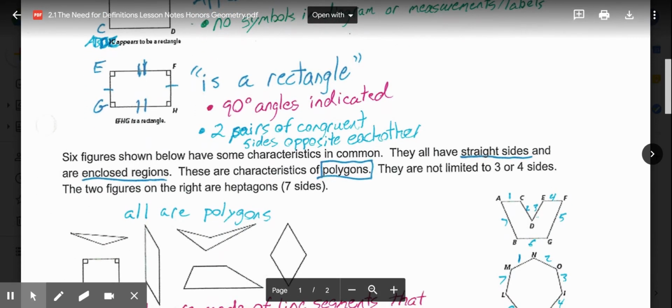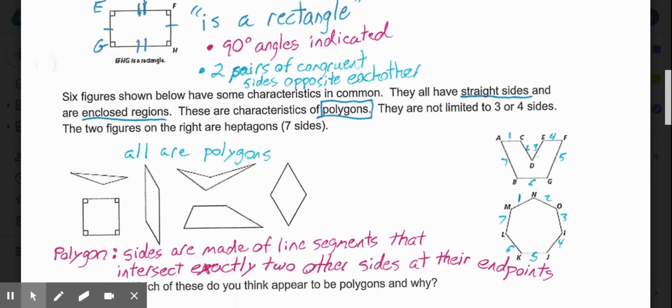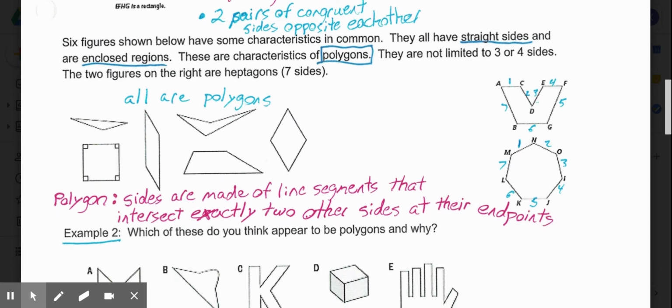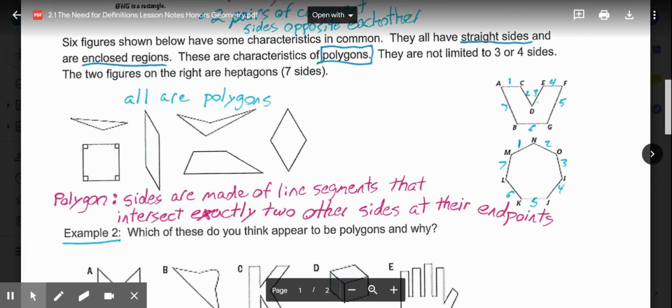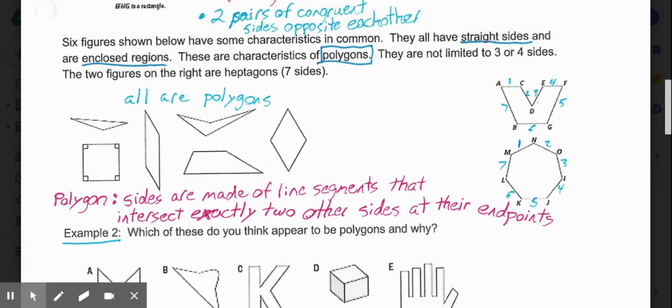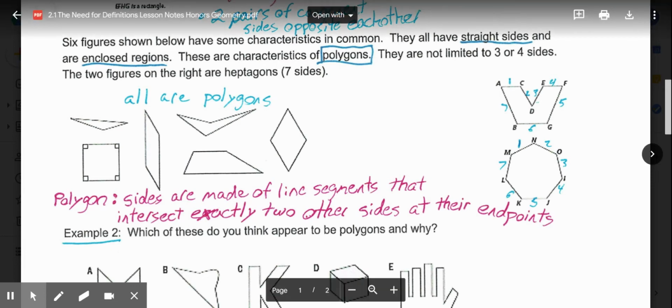Further exploring this idea of good definitions and the need for definitions in geometry, we have 6 figures shown below. They all have characteristics in common. Definitions are made up of characteristics. They all have straight sides and are what we would call enclosed regions. By enclosed regions, that means that all the sides meet at their vertices and they intersect two other sides. So these are the characteristics of polygons.